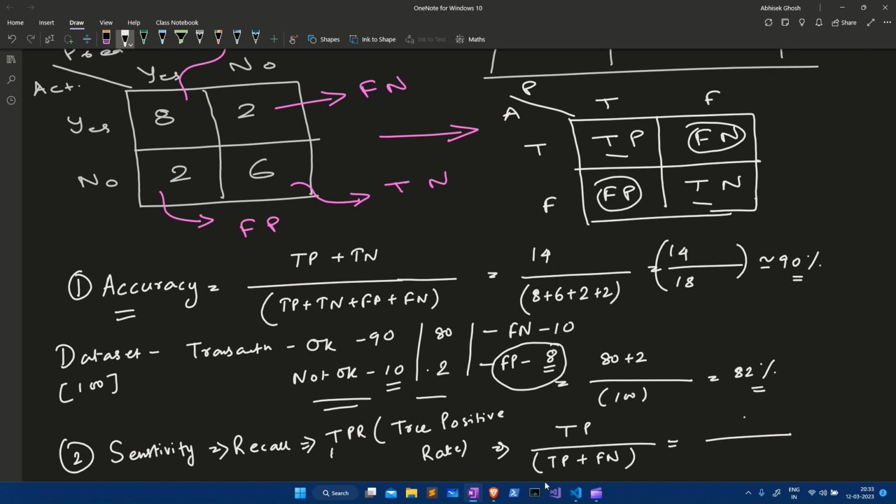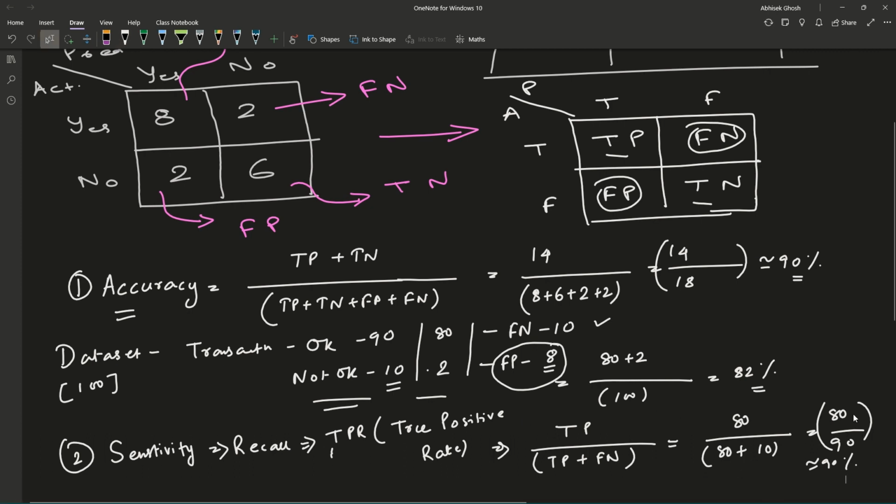So the true values here, let's say for this one, we have 80, 80 plus false negative, which is 10. So 80 by 90, which is almost equal to 90%. The TPR or the recall or sensitivity value is 90%.